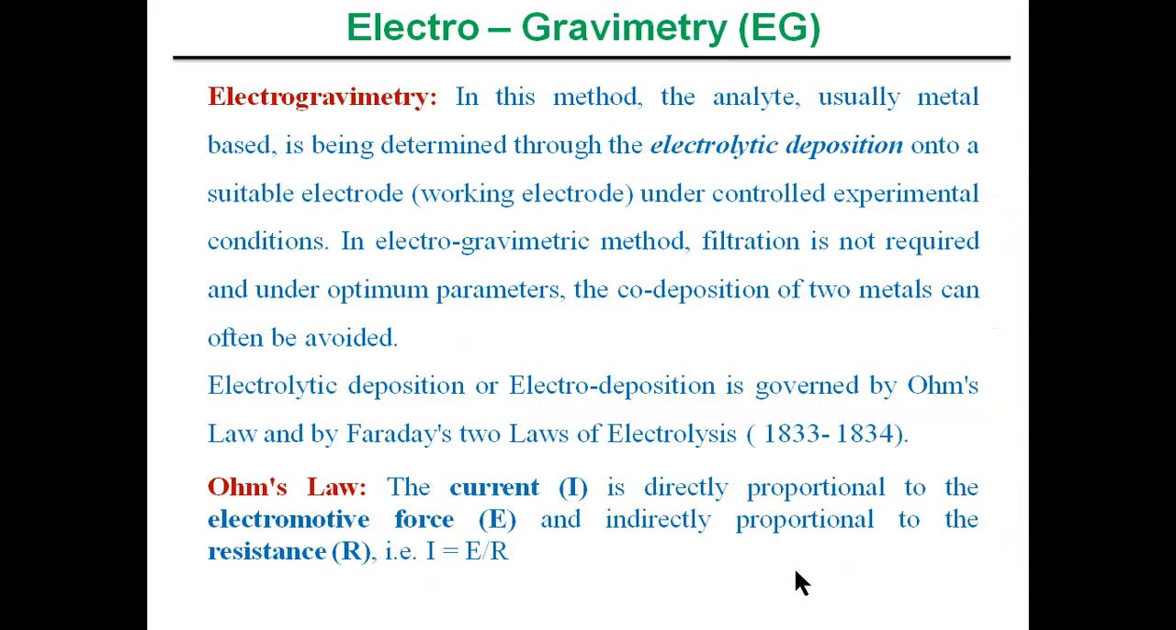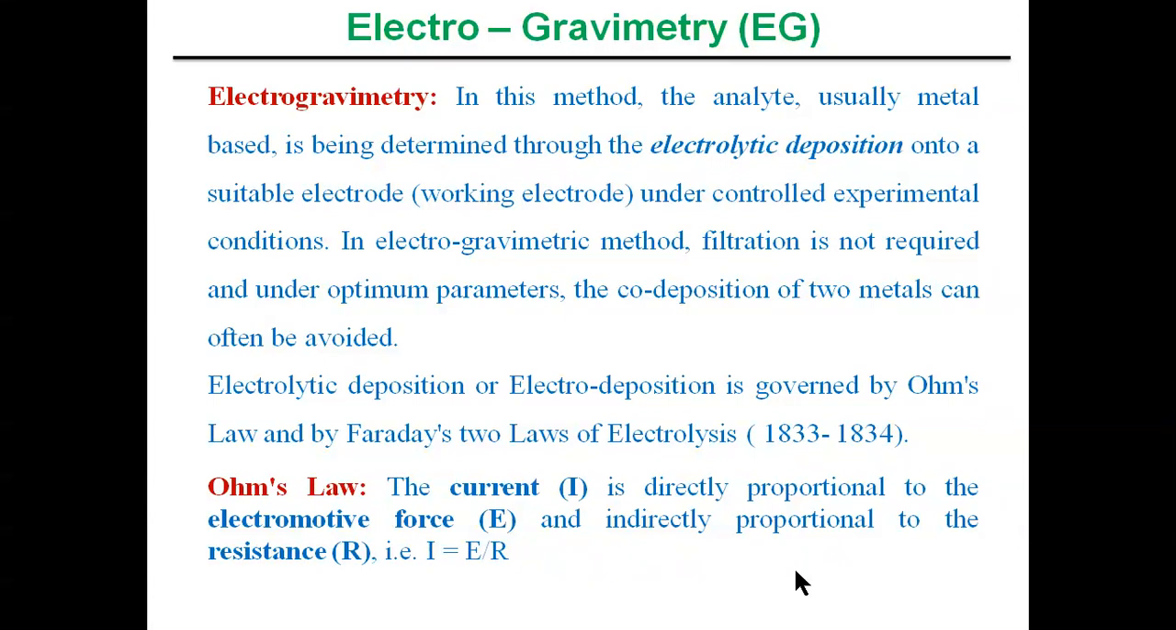Before going to the instrumentation, we will just recap the principle of electrogravimetry. Electrogravimetry is a method in which the analyte, usually a metal-based analyte, is determined through electrolytic deposition onto a suitable electrode, which is known as the working electrode, under controlled experimental conditions.